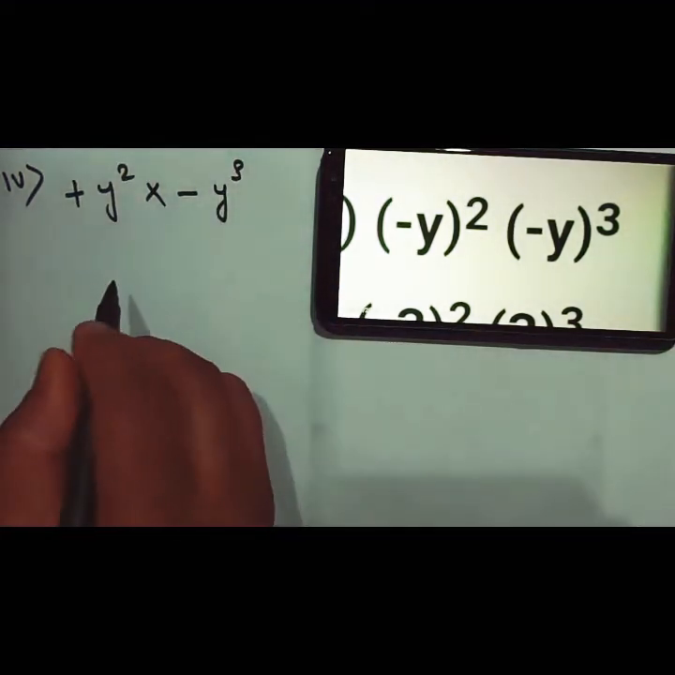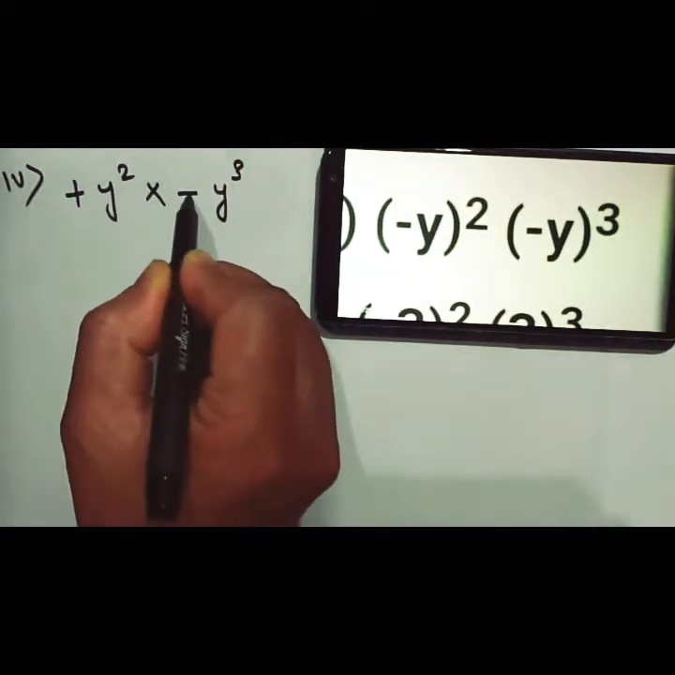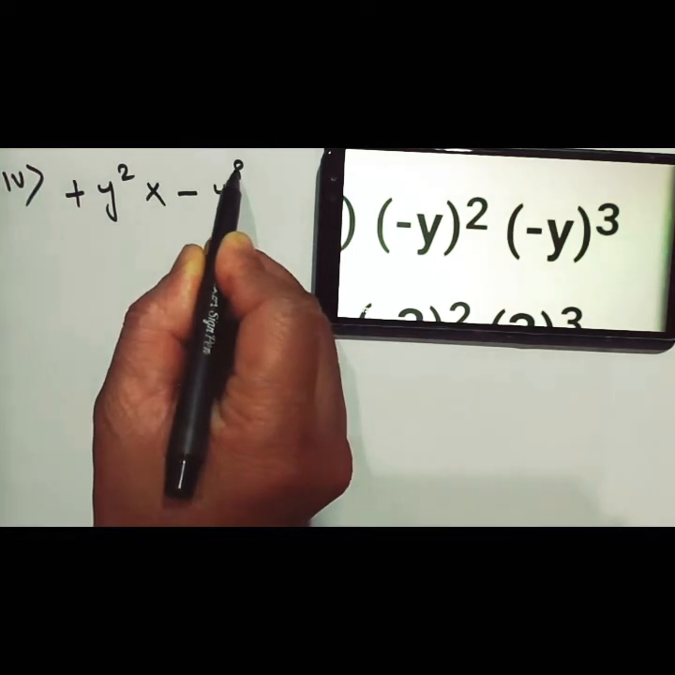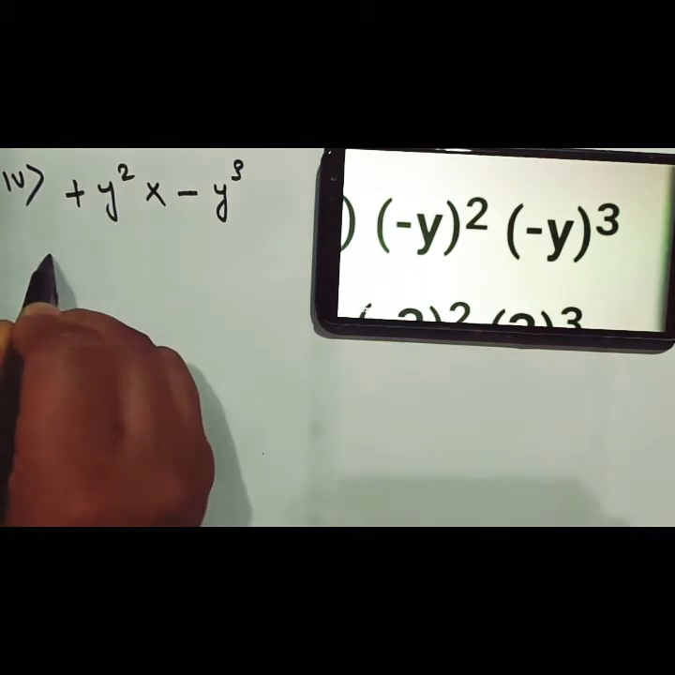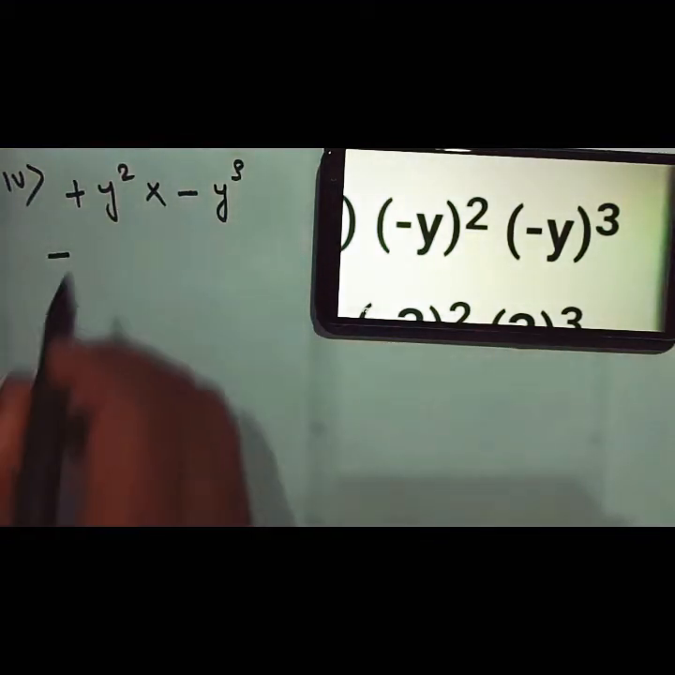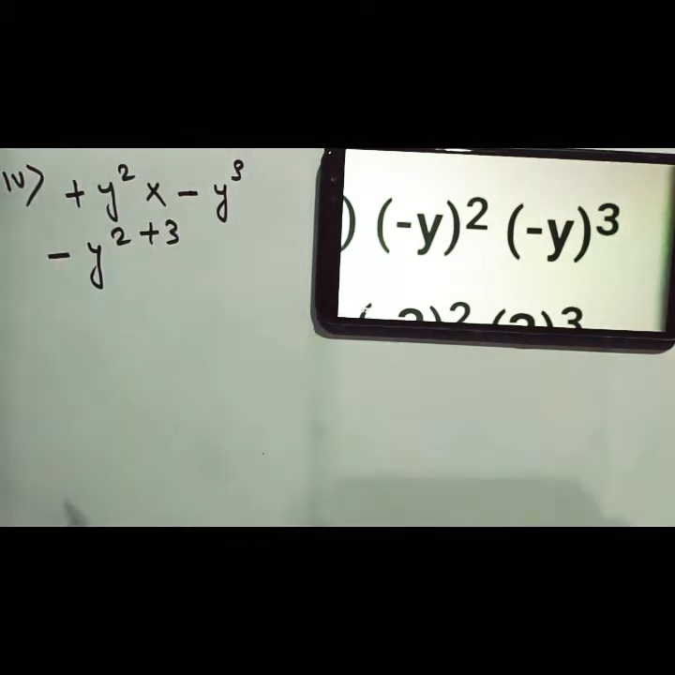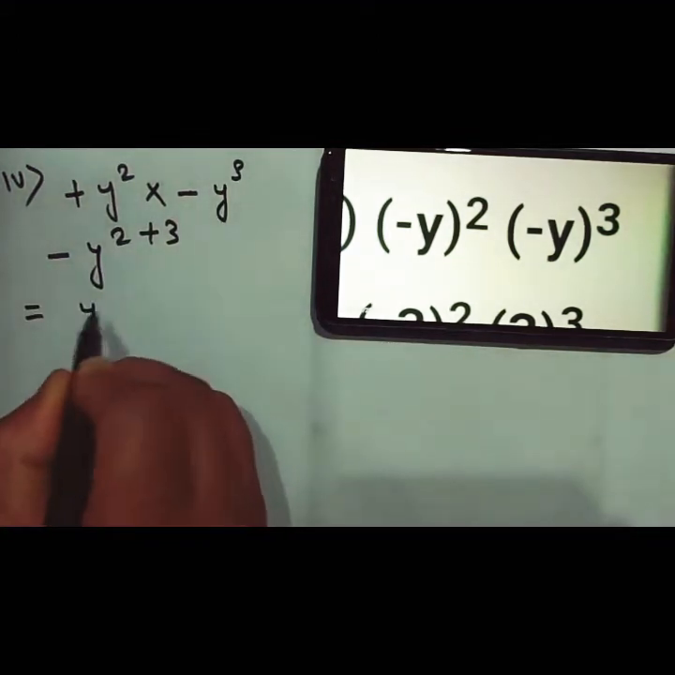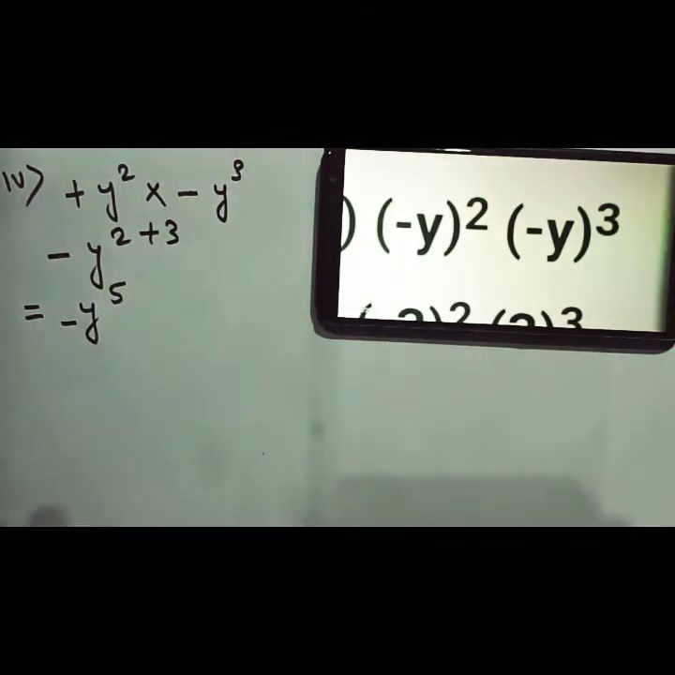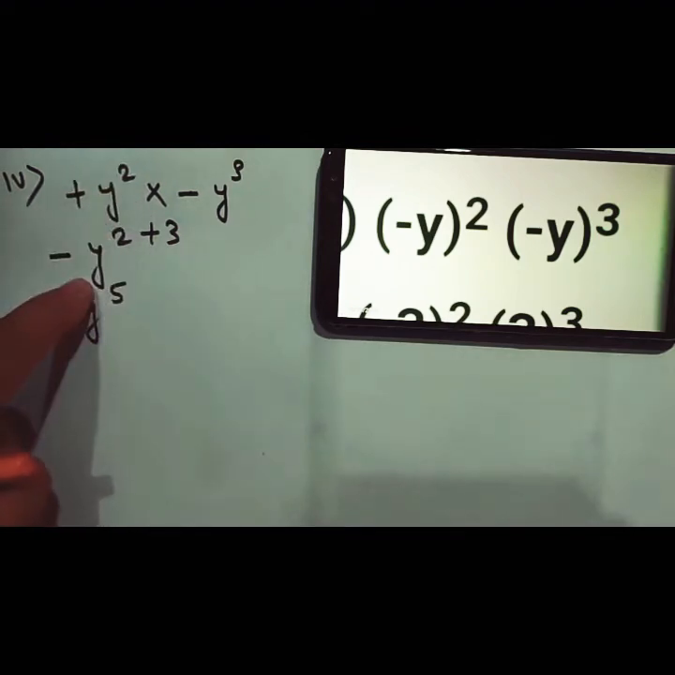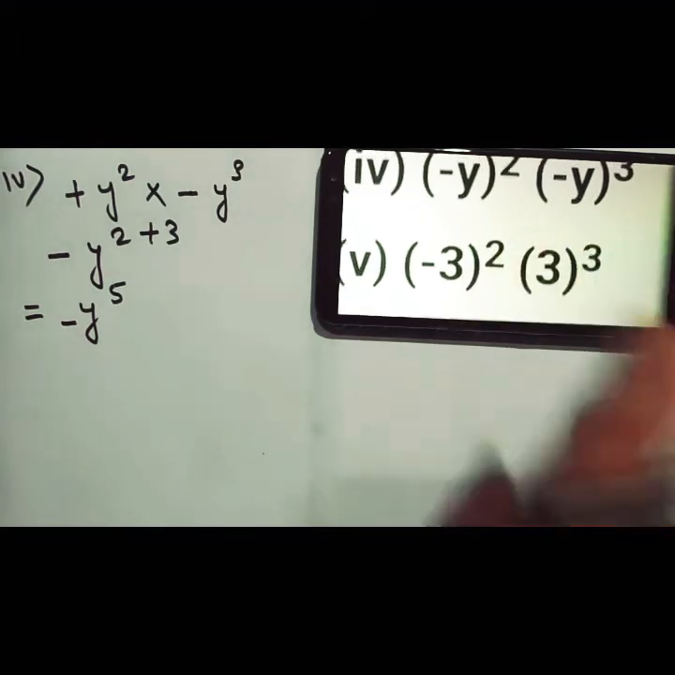Therefore, let us check now. So here we have plus y multiplied by minus y cube. This means plus into minus is equal to minus, y to the power 2 plus 3 is equal to minus y to the power 5. Have a look how we did it. Go through it again.